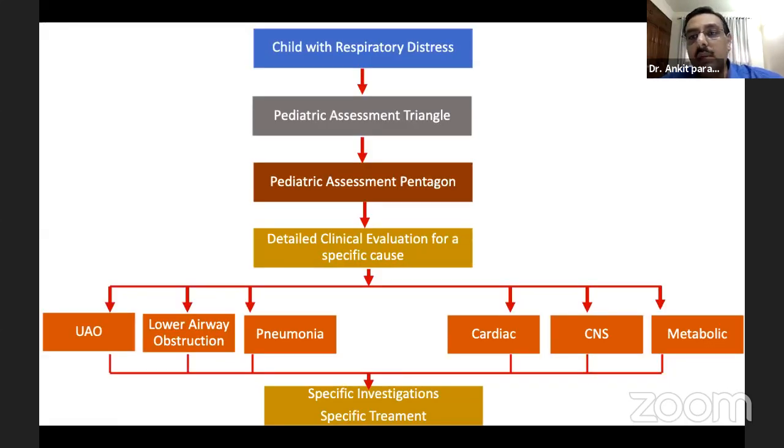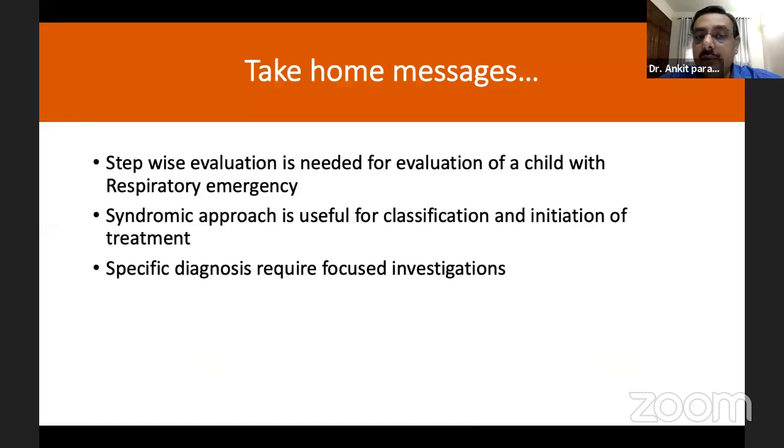So just to sum up here, in a child with respiratory distress, do your initial assessment, a triangle or a pentagon, which we want to use, and try and make a syndromic diagnosis. And depending on that, you can further classify them as upper airway, lower airway, or pneumonias, or parenchymal diseases, or cardiac, CNS, or metabolic disorders, and try and go on to a specific set of investigations if they are needed and decide further. So stepwise evaluation is something which is needed for evaluation of a child with respiratory emergencies.